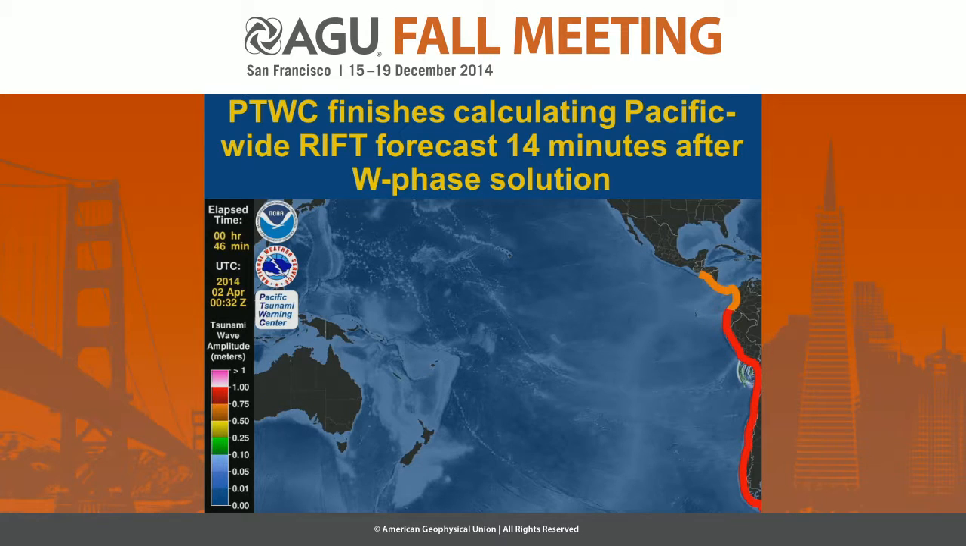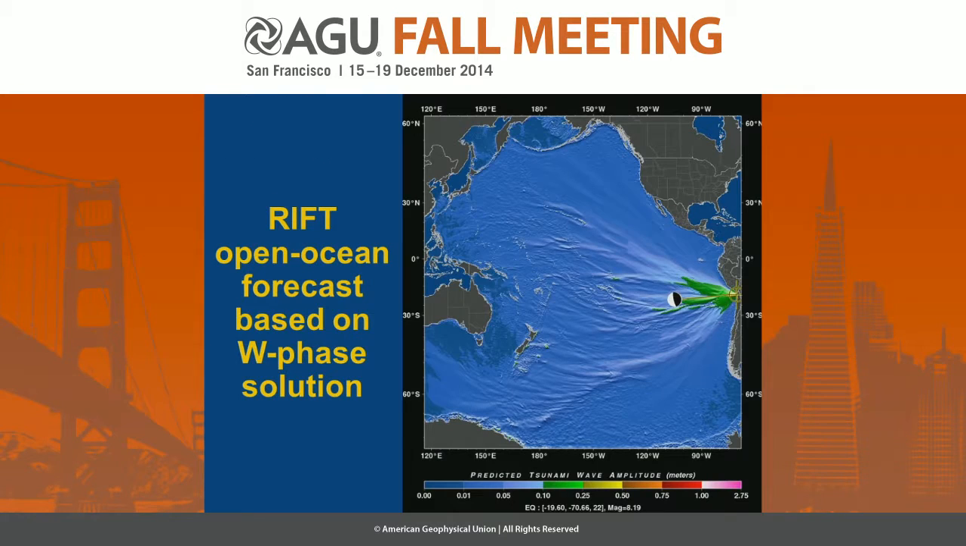And then, like I said, it takes about 15 minutes to do a Pacific-wide forecast using the RIFT model. So then we have the RIFT solution at this point. So now we're about 45 minutes after the earthquake occurs. So we have our first RIFT forecast in that next slide. And this is what the analyst in the warning center sees on the screen, an image like this for the RIFT forecast.